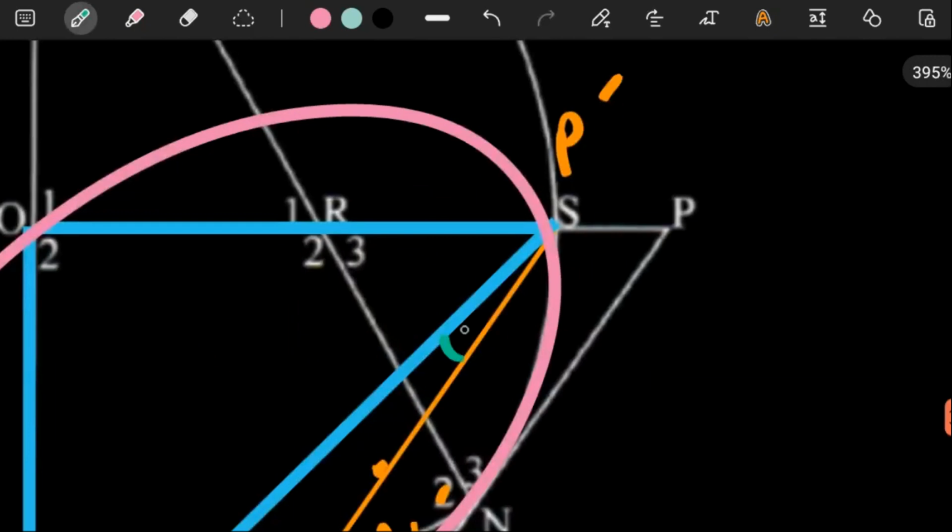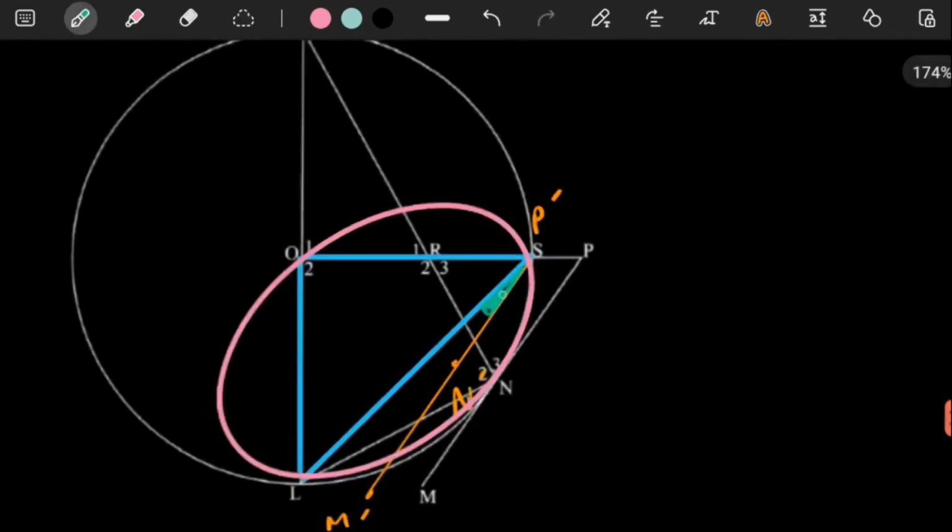the angle here would be equal to, well, let's see, this is the tangent. No, man, what am I saying? It doesn't make any sense, bruh.